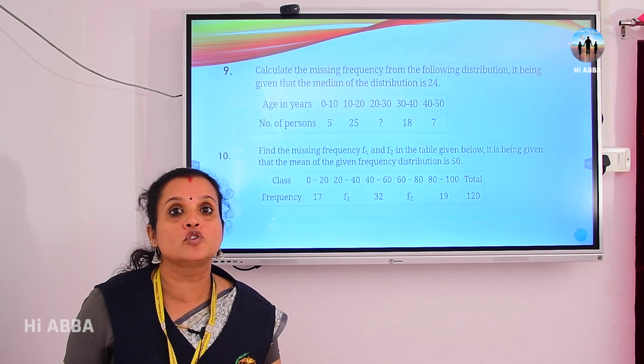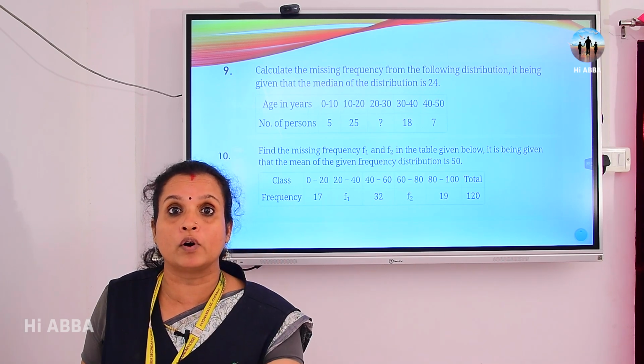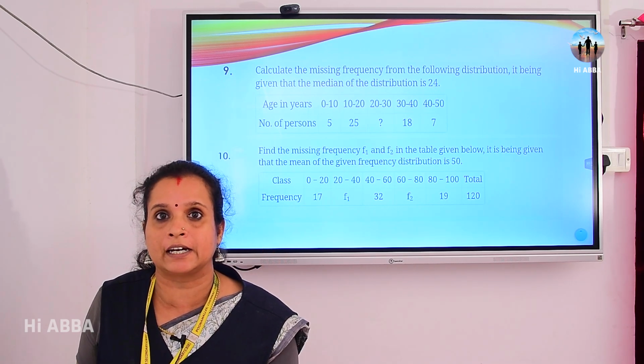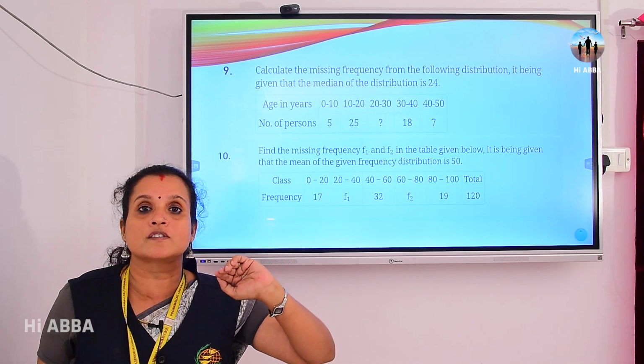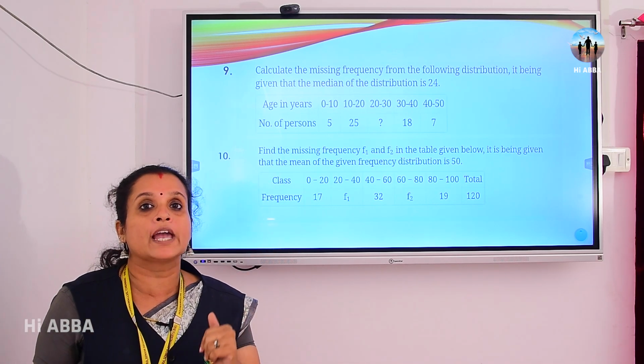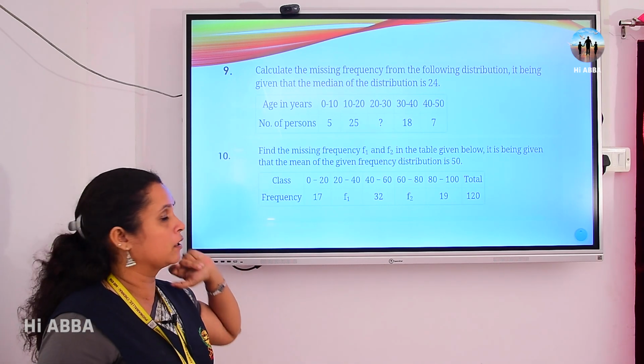And then come to the statistics chapter. Mean, median, mode: 3 measures of central tendency are there. In these 3 central tendencies, you can expect the missing frequency question. You can expect missing frequency questions in your question paper.